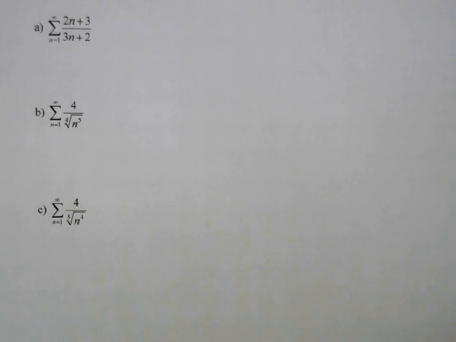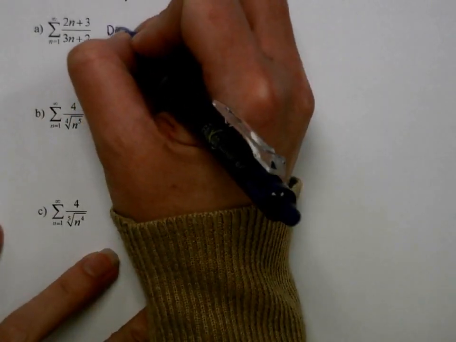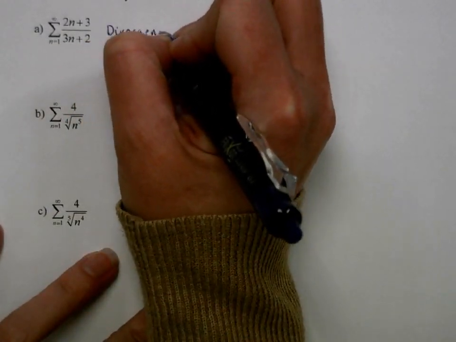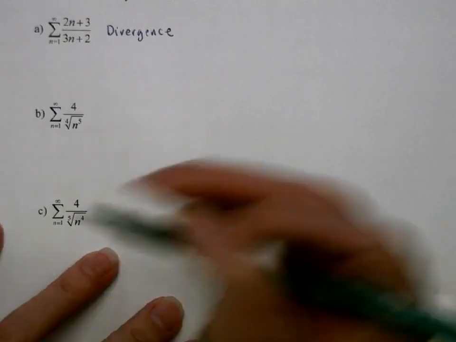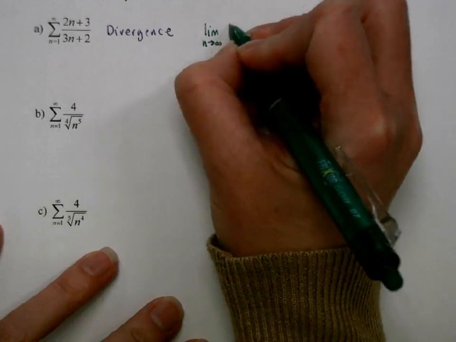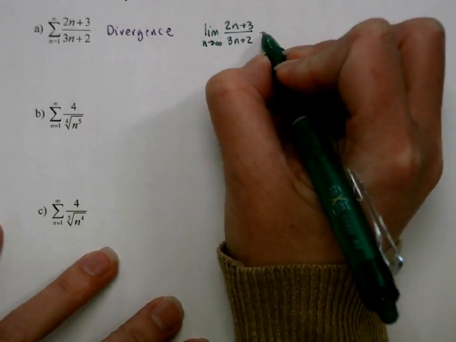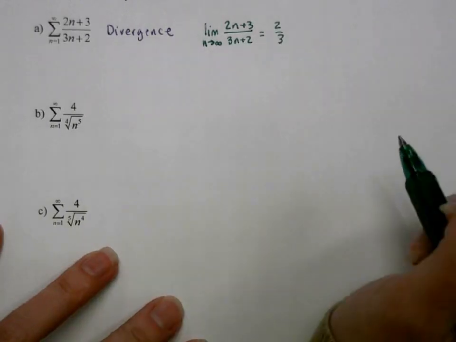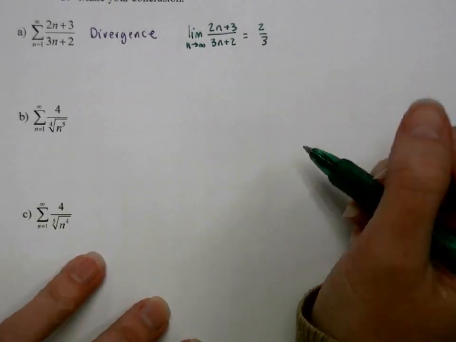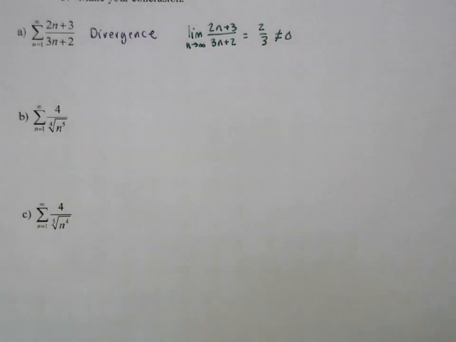This first one has an obvious issue. I'm going to use the nth term test or the divergence test. Because my issue is, if I look at the limit as n goes to infinity of 2n plus 3 over 3n plus 2, I get 2/3. According to the divergence test and just common sense, if that doesn't equal 0, if we're adding an infinite number of things, they must equal 0 for it to converge. So this is a divergent series.